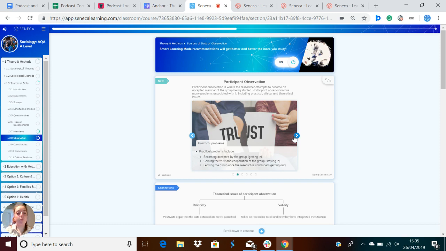So what are the practical problems? First, you've got to become an accepted member of the group. You've got to gain the trust and cooperation of the group, and leave the group once the research is concluded. So the problems are getting in, staying in, and getting out of the group.